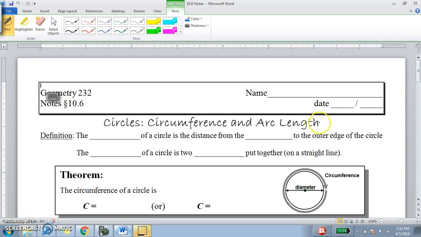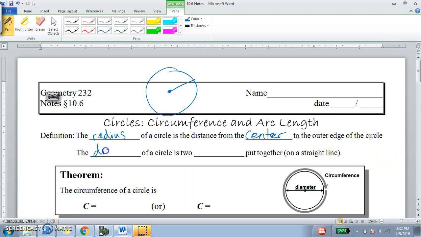This is geometry, section 10.6. We're talking about circles, and we're talking about circumference and arc length. So, a couple definitions. The radius of a circle, you've probably heard that word before. If we draw a circle, the radius goes from the center straight to the outside of the circle. So it's the distance from the center to the outer edge of the circle.